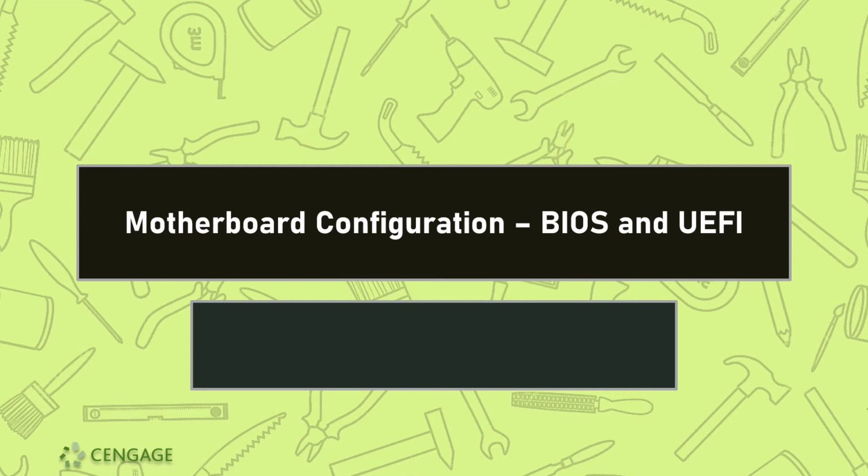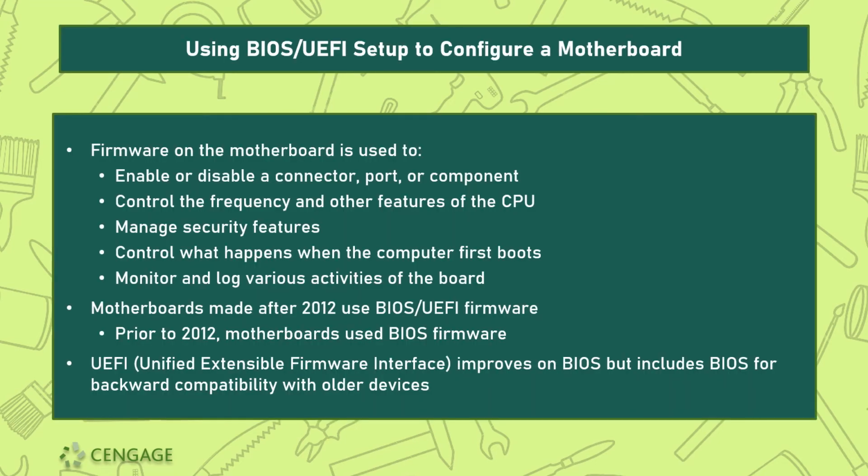Now, speaking of the motherboard interfaces, let's talk about how they're configured. How do we turn certain things on or off? How do we update? And that's using firmware such as BIOS and UEFI. Firmware on the motherboard is used to enable or disable a component, so connector, port, whatever, to control the frequency and other features of the CPU. This is how we do overclocking or underclocking if necessary. Manage security features, control the order of operations when the system first boots, as well as monitoring and logging various activities of the board itself.